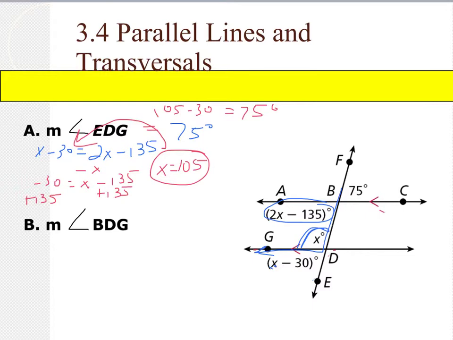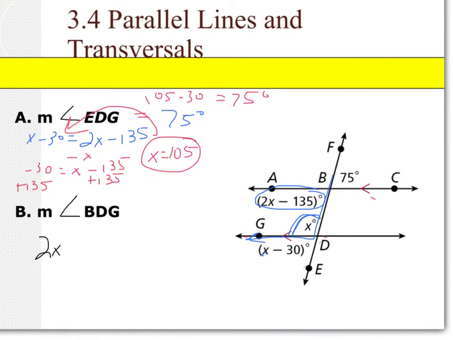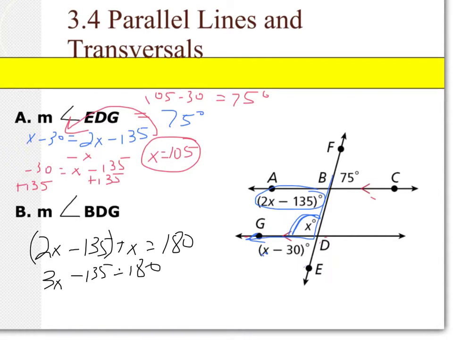All of that combined, we can do 2x minus 135 plus x to equal 180. Remember, these are supplementary angles. Supplementary angles. Okay? When we add all of these, we get 3x minus 135 is equal to 180. We're going to add 135 to each side. And when we do that, we get 3x is equal to 315.